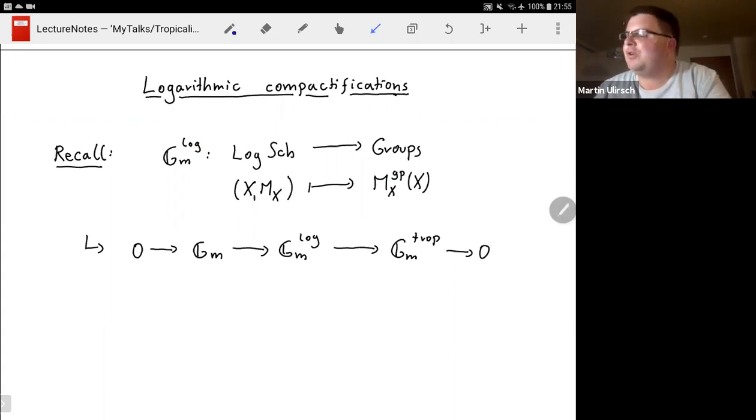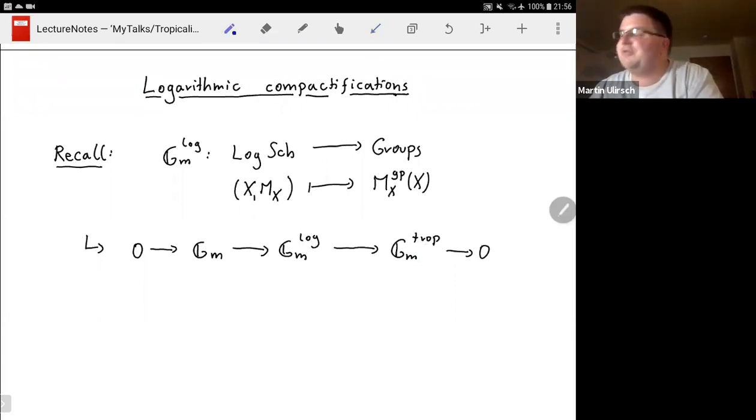If you do that, you can think of G_m as a functor on log schemes by just taking the G_m of the underlying scheme. Then you get a short exact sequence that sends G_m into G_m log, because an element in O_X star of X automatically gives that element in here by the definition of what a log scheme is. So you have a map from here to there. And if you quotient by it, since G_m log is a group object, you can take quotients, and this thing is normal in there. You get a tropical group object, which is called G_m trop.